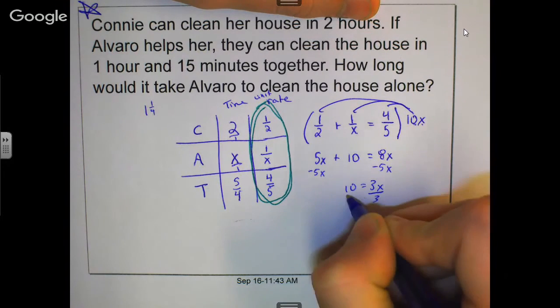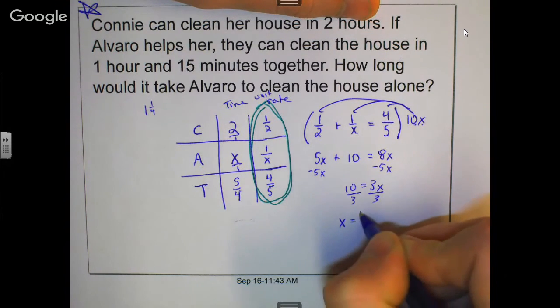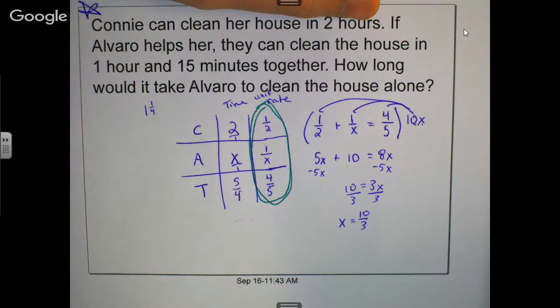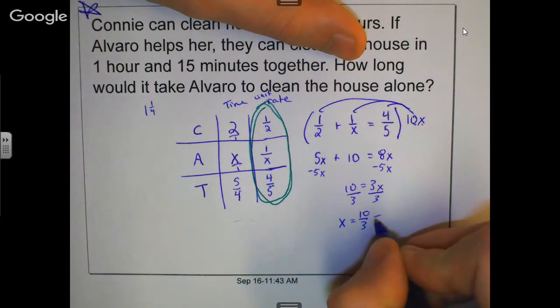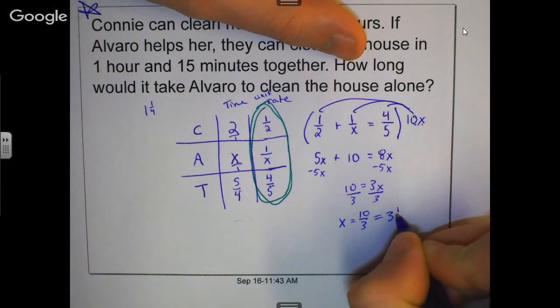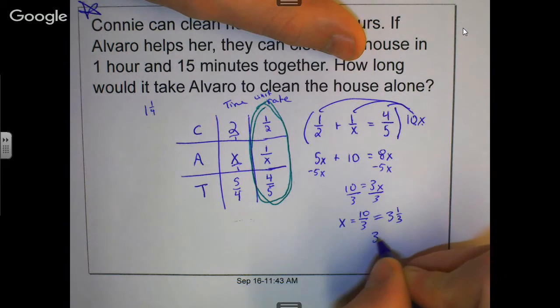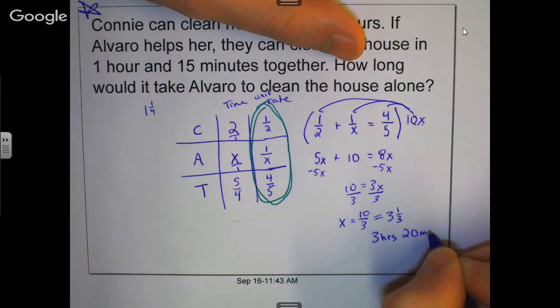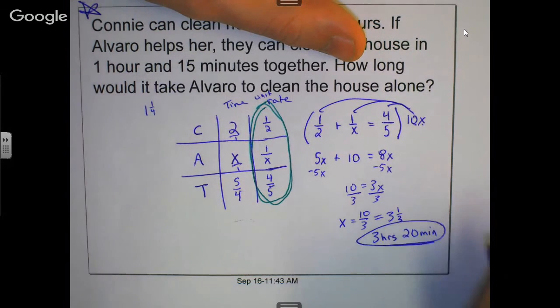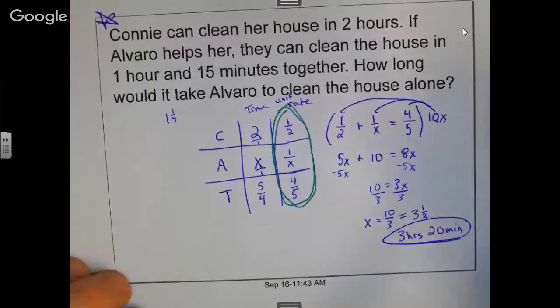Divide by 3, divide by 3. x is 10/3. Now, what does that mean? How long does it take him to clean the house? Well, 10/3 is the same as 3 1/3. So that's 3 hours, and 1/3 of an hour, that's 60 minutes divided by 3, which is 20 minutes. So it takes him 3 hours and 20 minutes.